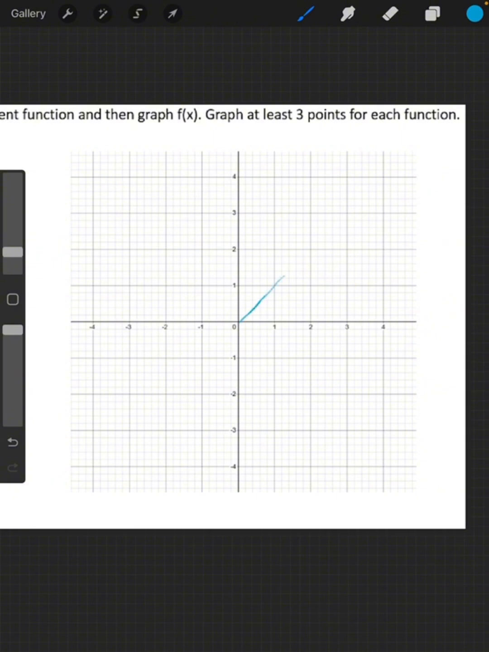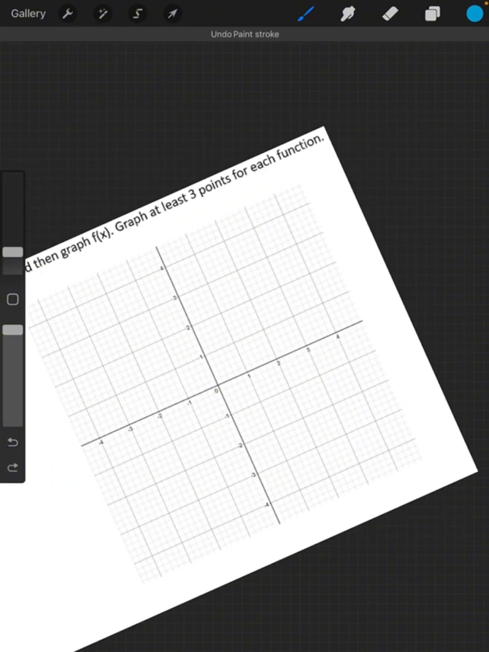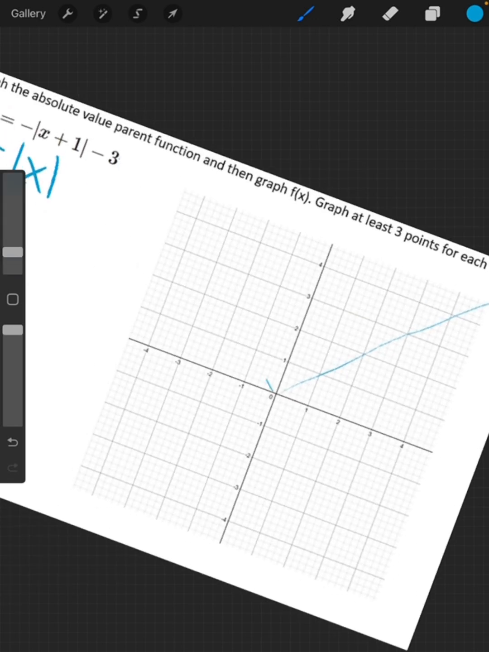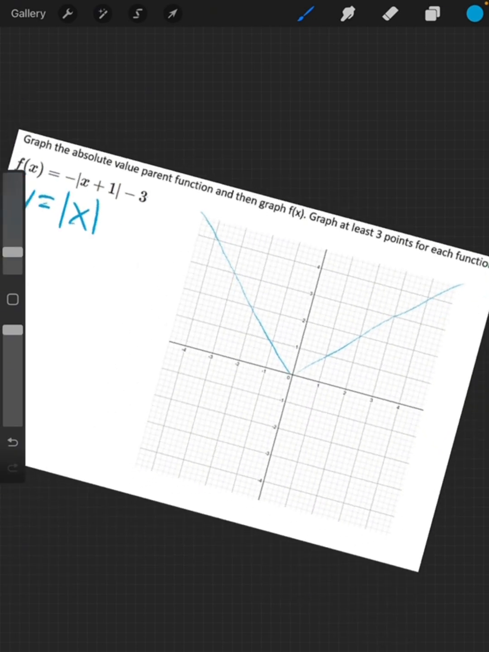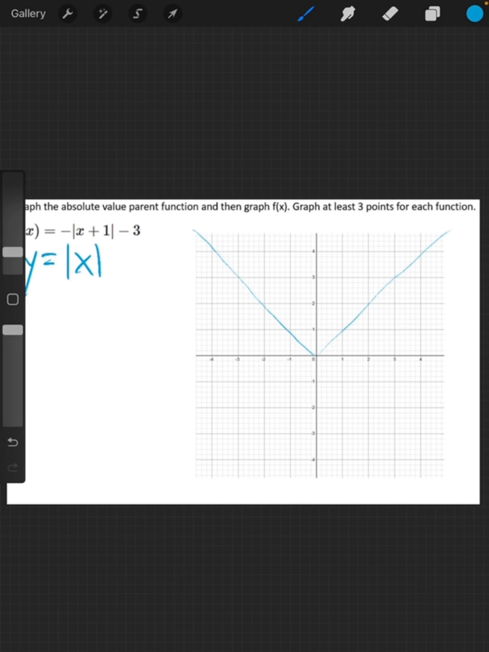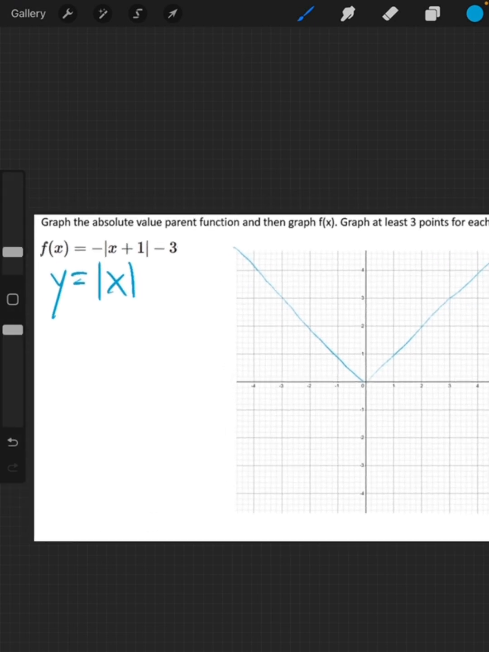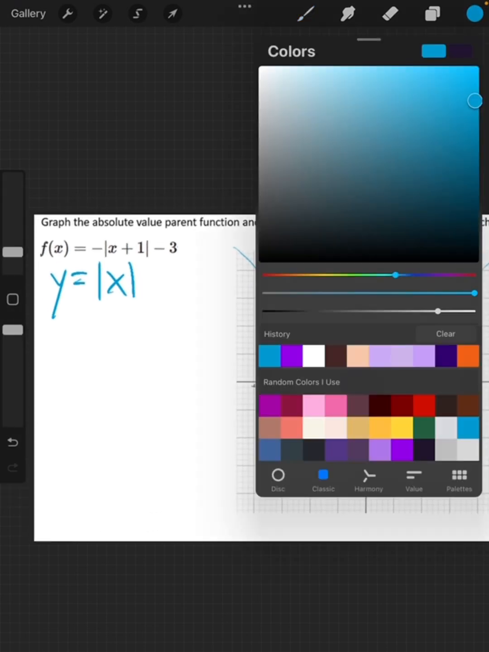So the rise and run would be 1/1. And this side would also be positive because the absolute value of every number is a positive number.